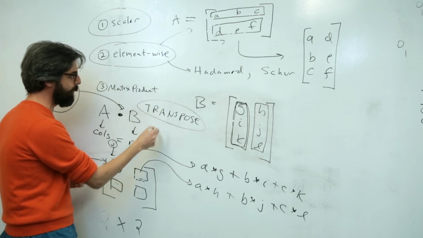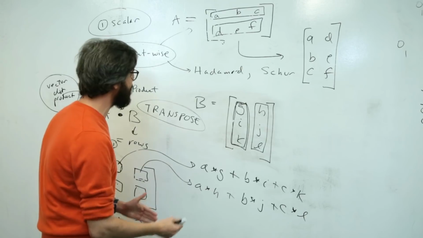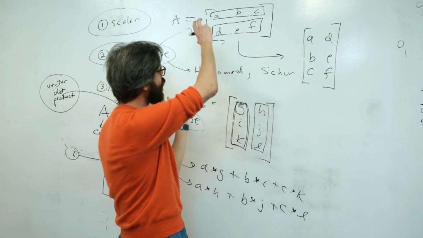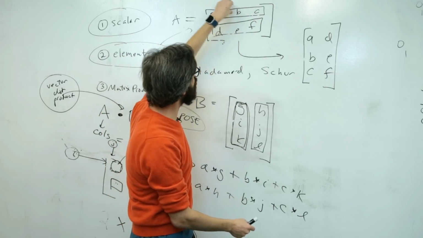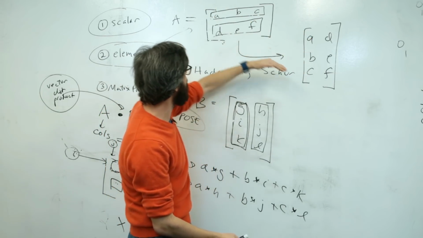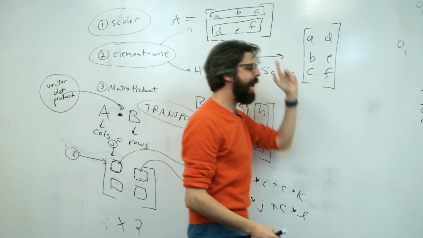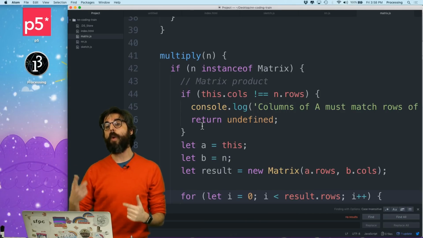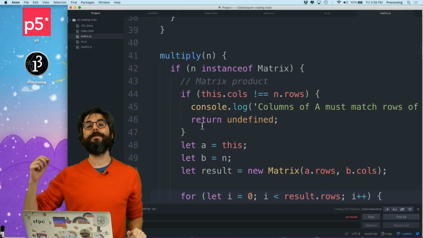So the missing piece, and I just talked about at the end of the last video, is to transpose a matrix. Transposing a matrix means take all the rows and make them columns. So A, B, C, this row becomes the first column, A, B, C. This row becomes the first column, D, E, F.